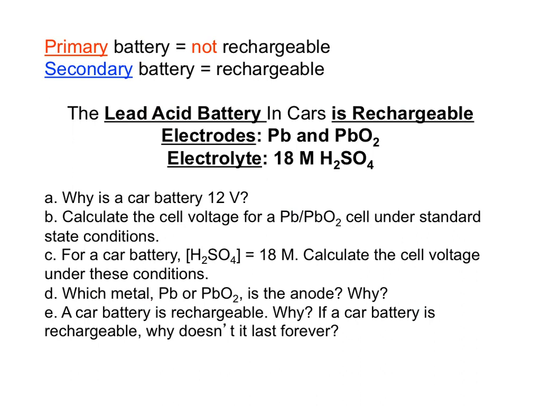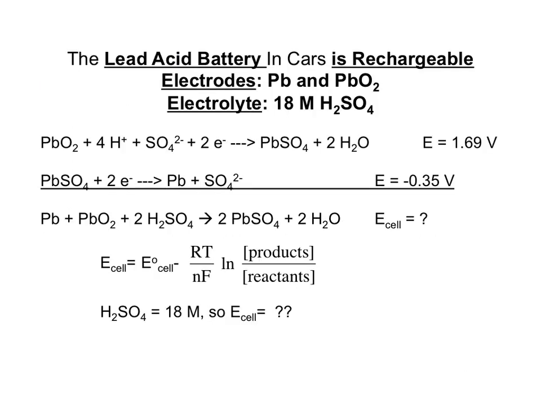The lead acid battery is the rechargeable battery in our cars, so stop the video and answer these questions. And the answers are, here are the reactions that occur in a car battery. Note that lead oxide is the cathode and lead is the anode. So reverse the second reaction.